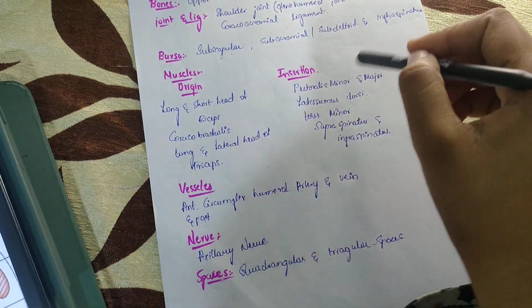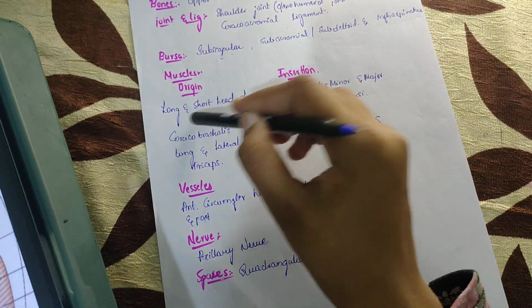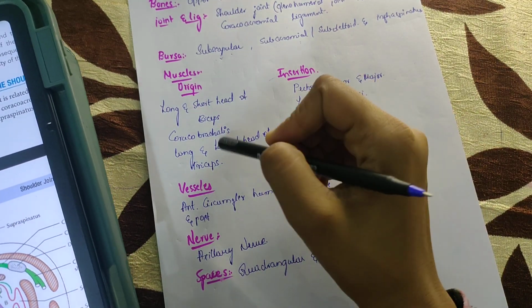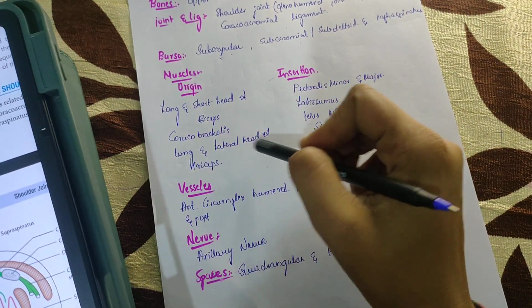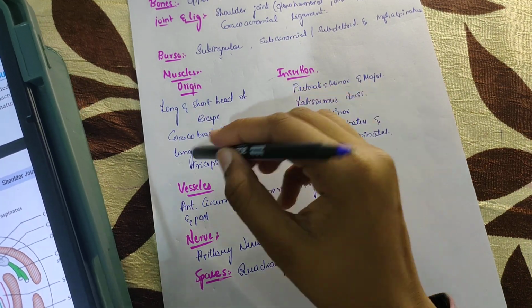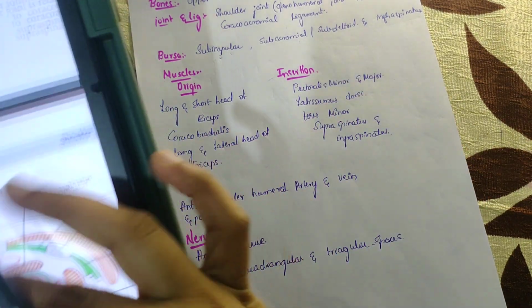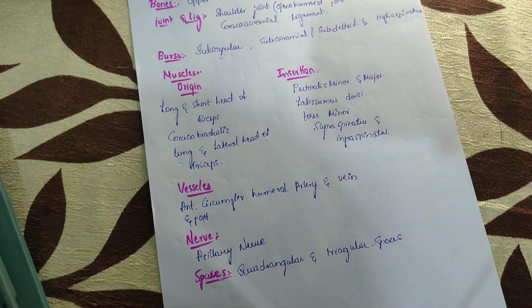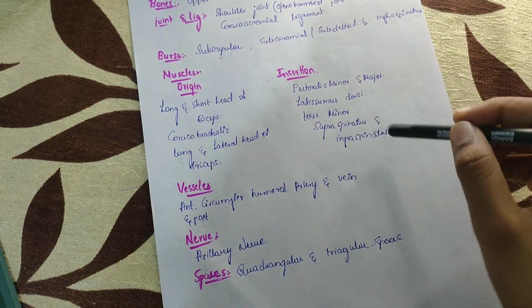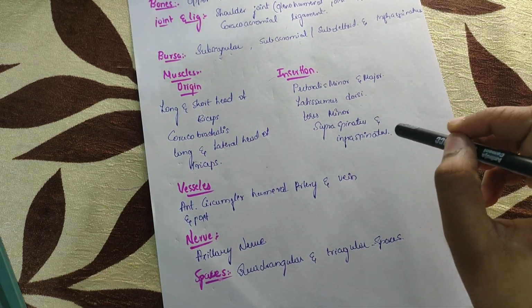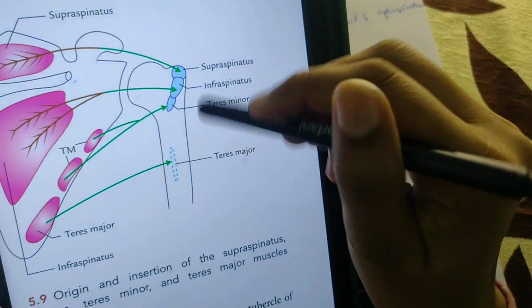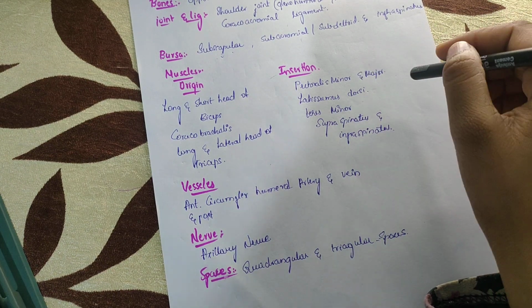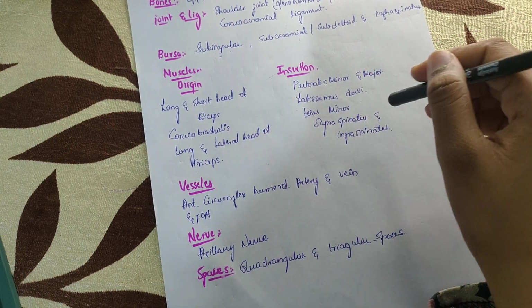For the muscles, remember the origin and insertion: the long and short heads of biceps, present in the anterior compartment of the arm, and coracobrachialis, and the long and lateral heads of triceps. The medial head will be deeper to these muscles. Then the insertion of pectoralis minor, major, latissimus dorsi, supraspinatus and infraspinatus muscles. You can see here supraspinatus, infraspinatus. Pectoralis major and minor will be in the anterior compartment, so it covers the anterior compartment as well.